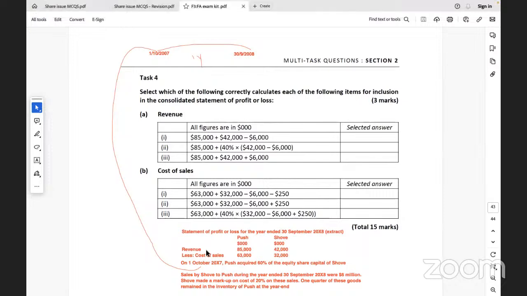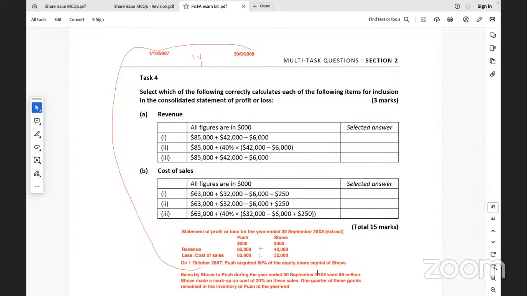Okay, now guys, first one. Sales made by one company, 6 million. So that's easy now, guys. When you make a sale, normally what you should do is this. During consolidation, sales or revenue, push plus shove, parent plus subsidiary. Cost of sale, parent plus subsidiary. Okay, now do the adjustment.